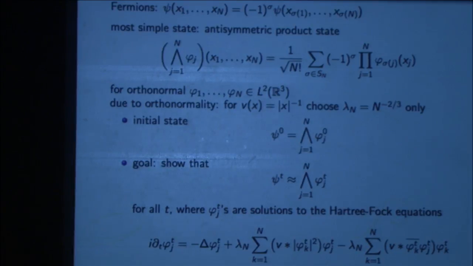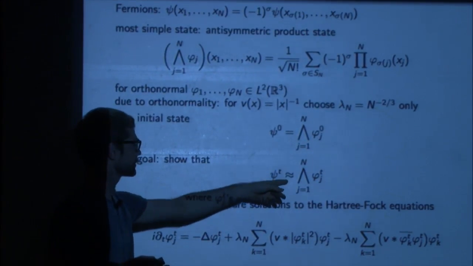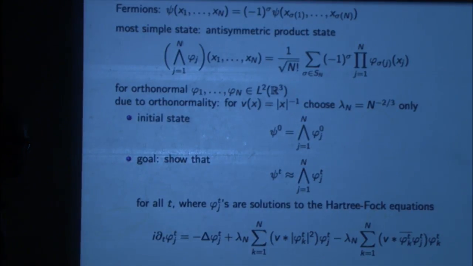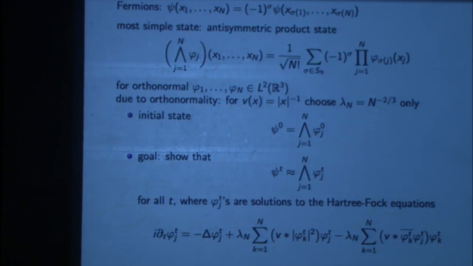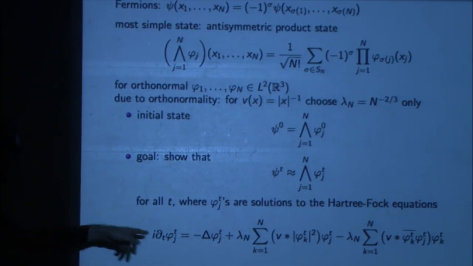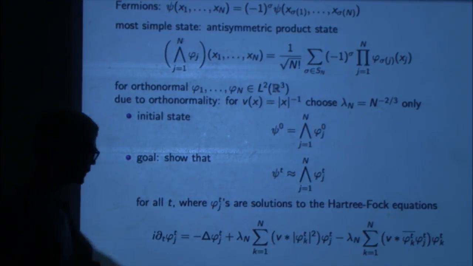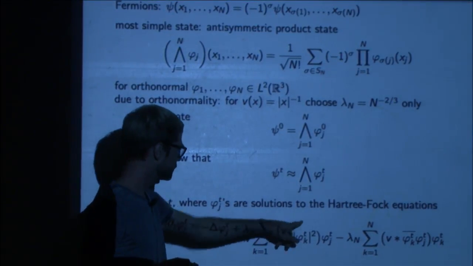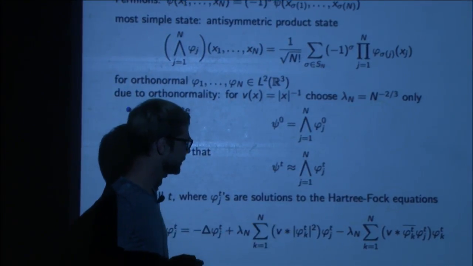But for fermions, you would ask a similar question again. You start with this anti-symmetric product state. You ask, is it preserved by the time evolution? And now the phi_j(t)'s are solutions to a different system of equations. Now you have n equations here, one for each of the j's. You have one term which looks very similar to the one from before, except now you have the sum over all these |phi_k|^2.